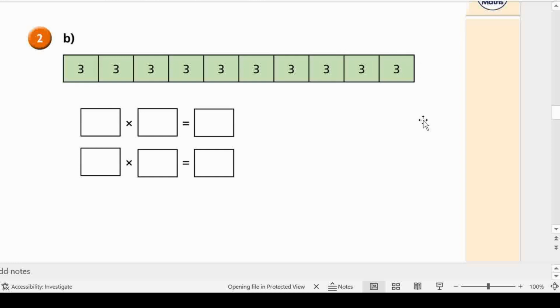Okay, so can anyone tell me what equation I would write here based on this picture? Okay, yeah, because there are 10 threes. 10 times 3. Can count them 1, 2, 3, 4, 5, 6, 7, 8, 9, 10 times 3 equals 30. And then here we just have to do it the other way around. They're just trying to demonstrate that it works both ways, unlike division.